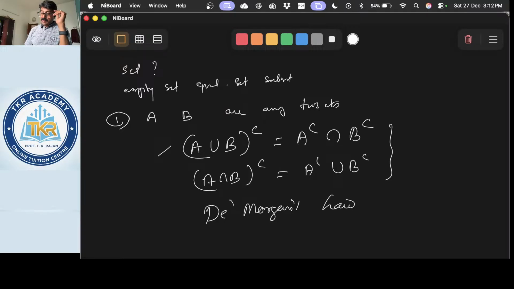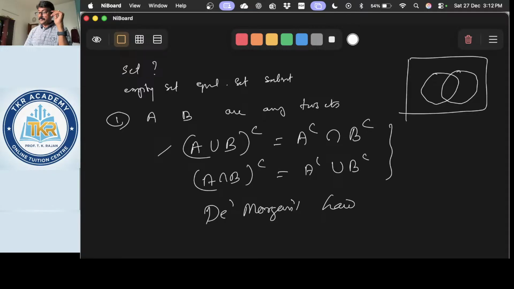(A union B) complement is very well explained by using a figure. It's very easy. This is A and this is B, suppose. Then this is A union B. Its complement is the not shaded part. This part. Or I can shade it with the blue color like this.